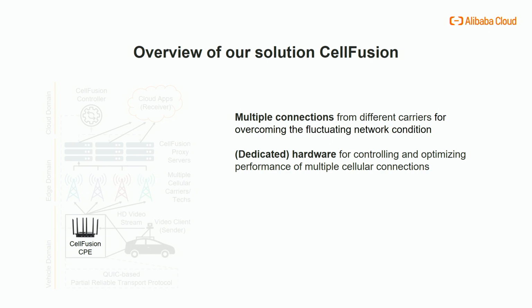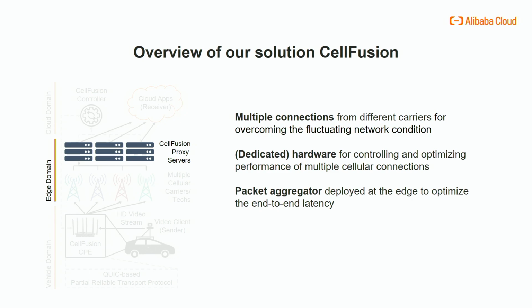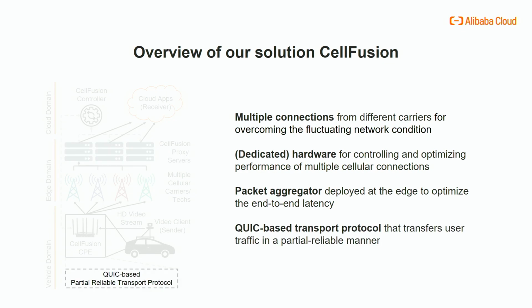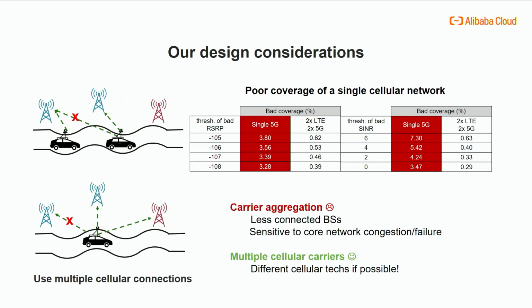The second one is dedicated hardware to accommodate multiple wireless interfaces and offer a controlled software environment for performance optimization. Then, we have a packet aggregator deployed near the hardware to optimize the end-to-end latency. Finally, we deploy a customized QUIC-based transport protocol for optimizing performance while using various functional components from QUIC. So, let's discuss more about the design points and why we adopted them in CellFusion.